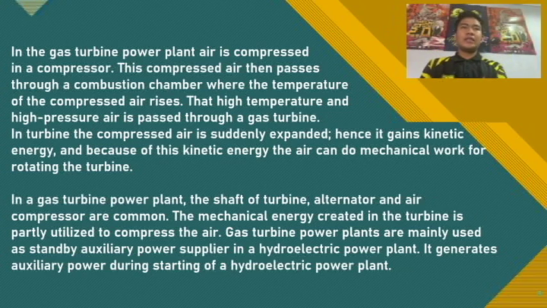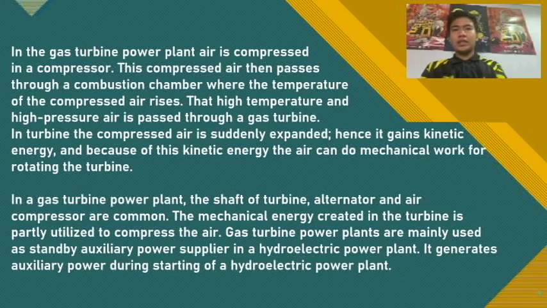First, in the gas turbine power plant, air is compressed in a compressor. This compressed air then passes through a combustion chamber where the temperature of the compressed air rises. That high temperature and high pressure air is passed through a gas turbine. In the turbine, the compressed air suddenly expands and gains kinetic energy, and because of this kinetic energy, the air can do mechanical work for rotating the turbine. In the gas turbine power plant, the shaft of the turbine, alternator, and air compressor are common.